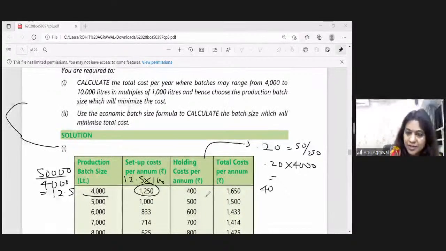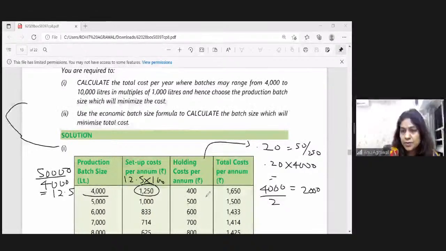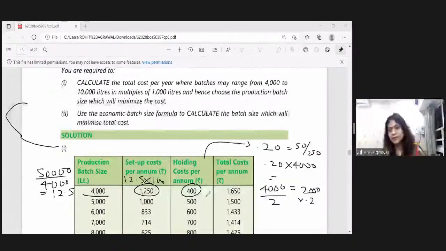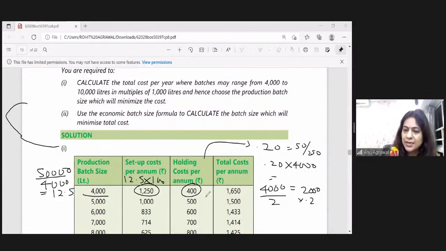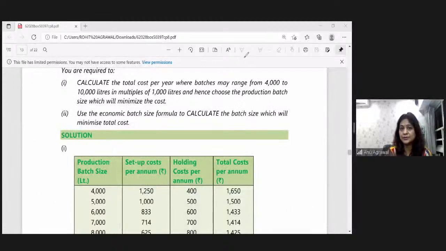If you're manufacturing 4,000 units, you always remember half of it. So it is how much? 2,000 into 0.2 is how much? 400. Same concept which you have done in material cost. So this is the same thing, 0.2 into 4,000. No, we need to divide it by 2 because we assume that whatever you produce, we carry half of it. The concept of EOQ, EBQ is based on this. So I think everybody can now calculate these figures.